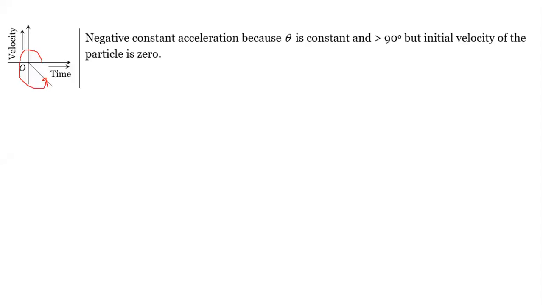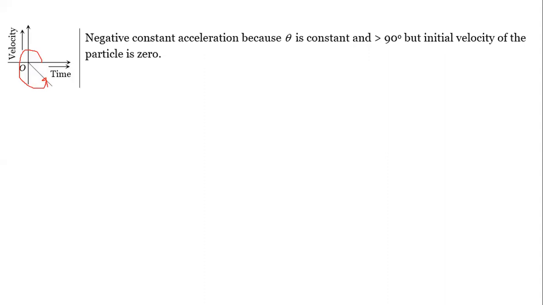Okay, so you're saying the angle is more than 90. Yes, because the angle is to be made with the positive x-axis in the anti-clockwise sense, so it will be something like this. And the other segment? Negative acceleration, initial velocity is 0. So as per the interpretation, it should be negative acceleration, theta more than 90, but initial particle velocity is 0. Yeah, correct.